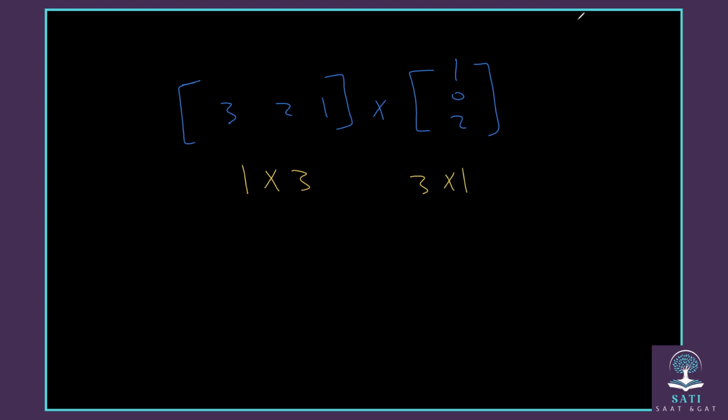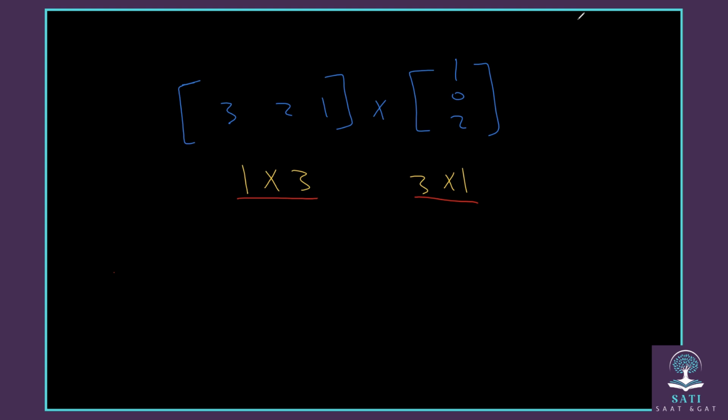Okay, do they have now the same order? This one is 1 times 3. This one is 3 times 1. Do they have the same order? No. Because the order here is very important: the first number means rows and the second one means columns. In this case, they don't have the same order.